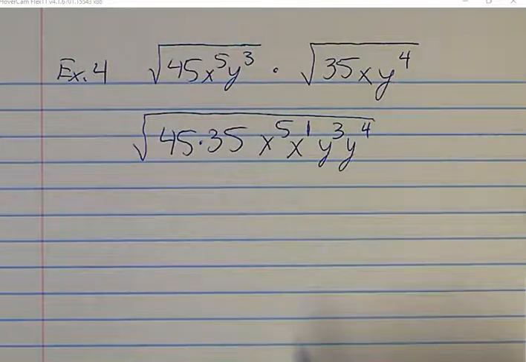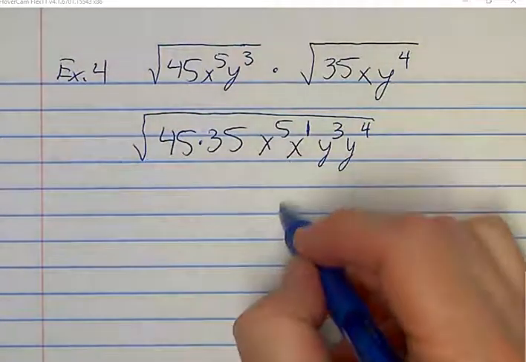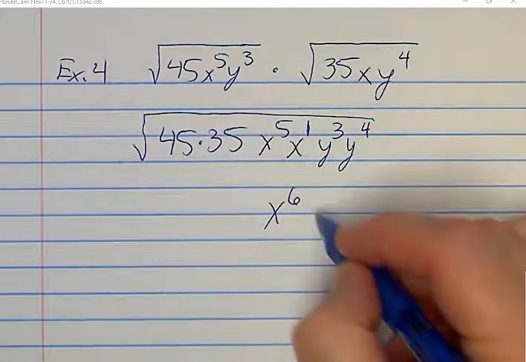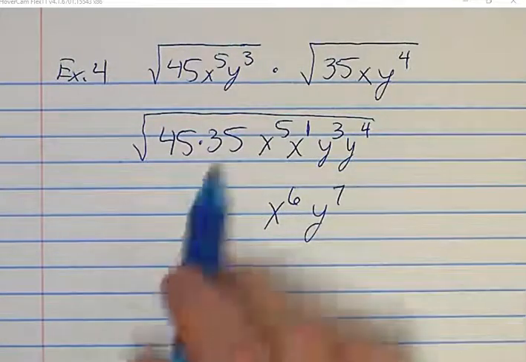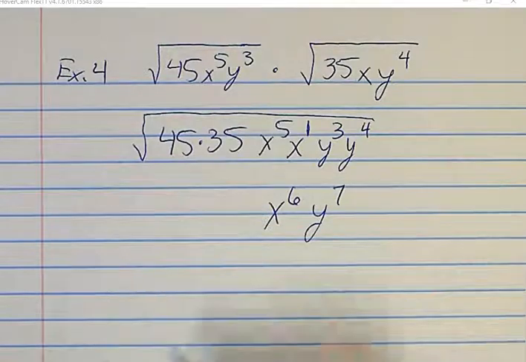Okay, and variable-wise, those should be easy. You've got 1 plus 5, make that x to the 6th. 3 plus 4 makes that y to the 7th. It's the 45 and the 35. That's the part we've got to take these and break them down.